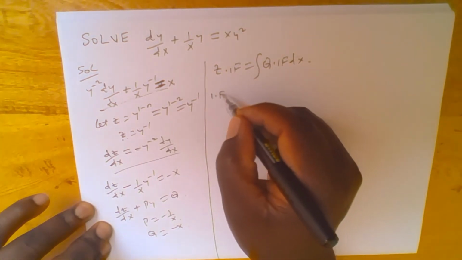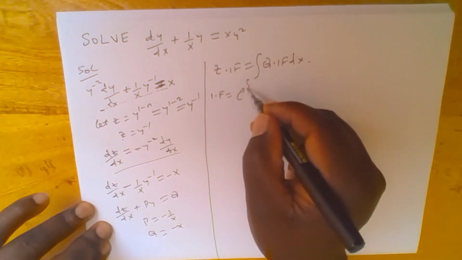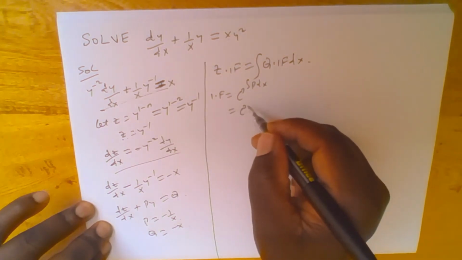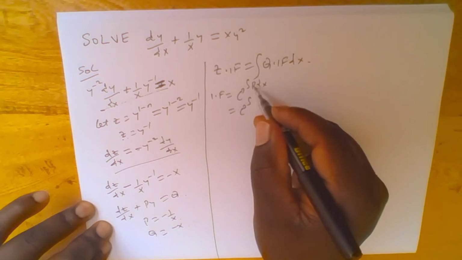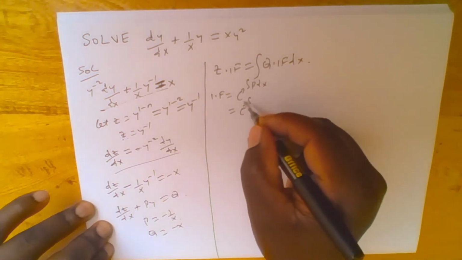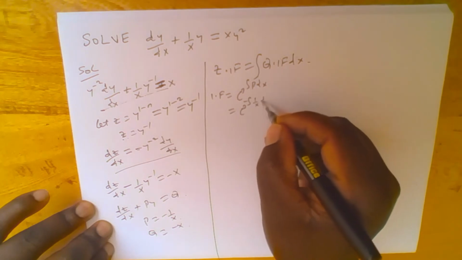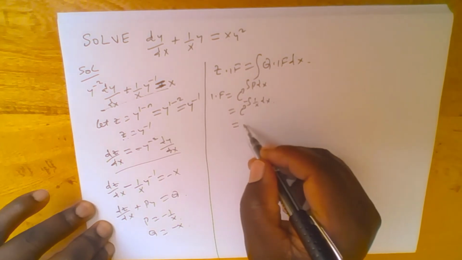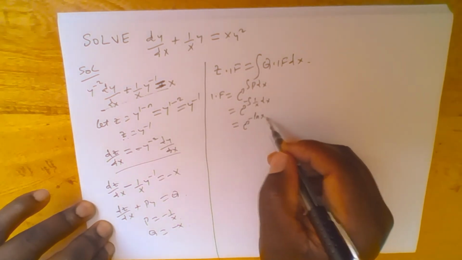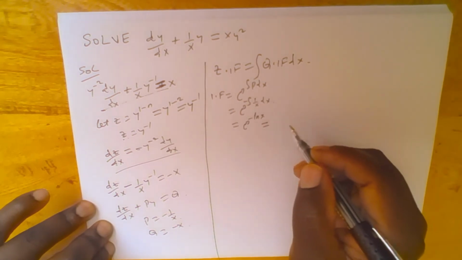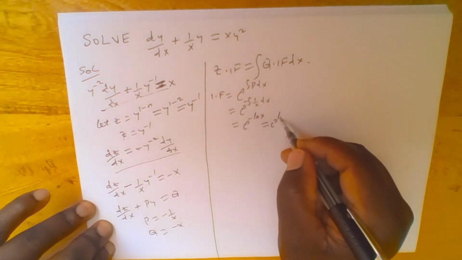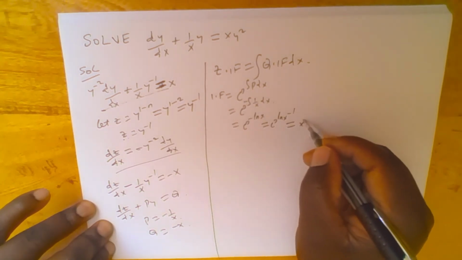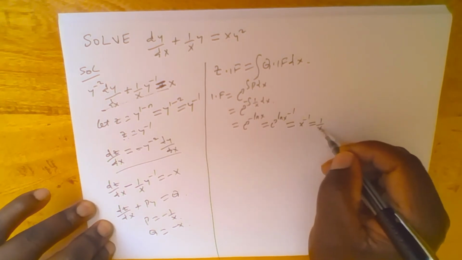Now, integrating factor is given by exponent integral of p dx, which equals the exponent integral of p, which is negative 1 all over x, so it will be minus 1 all over x dx, which equals, when you integrate this, exponent minus ln of x, which is the same as exponent ln of x raised to negative 1, which equals x raised to negative 1, which equals 1 all over x.